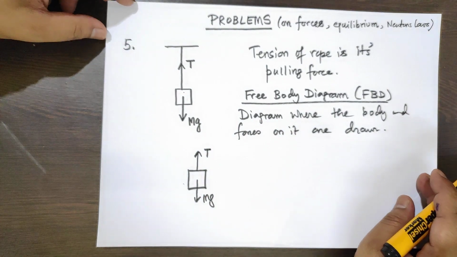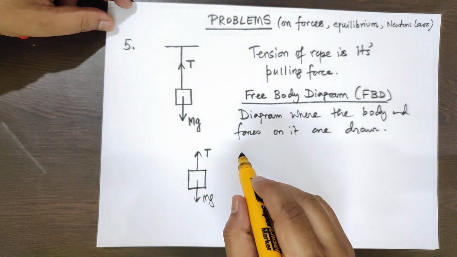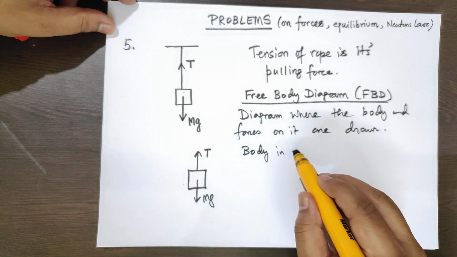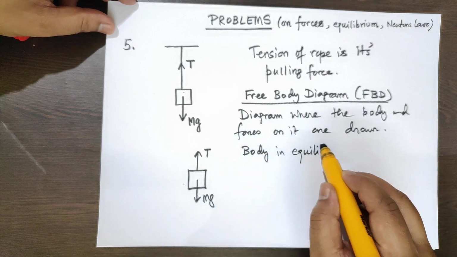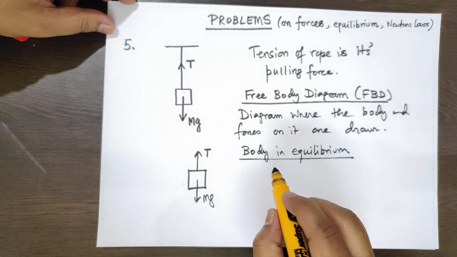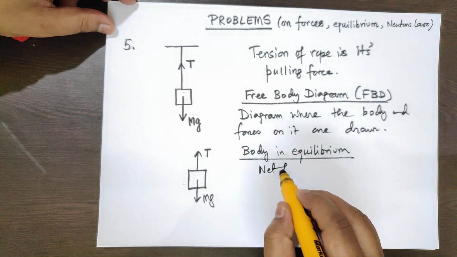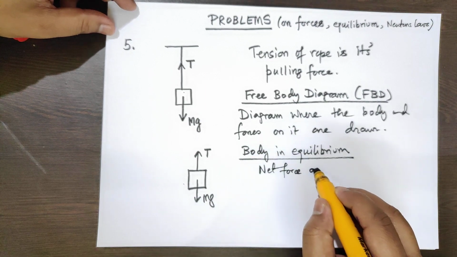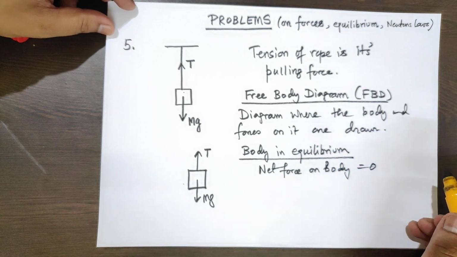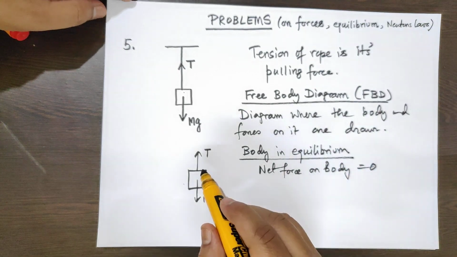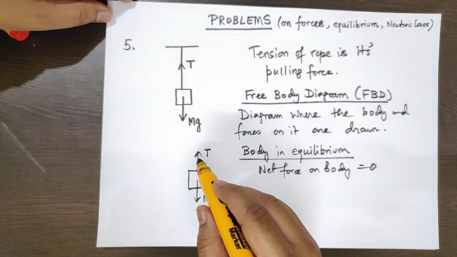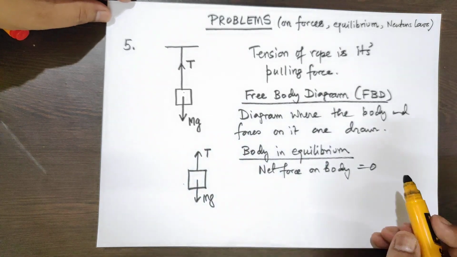Okay. So this body is in equilibrium. We'll deal mostly with equilibrium problems. Body in equilibrium means the net force on the body is equal to zero. This we know from Newton's law. Net force is equal to zero means, if you draw these two vectors, their sum is equal to zero.